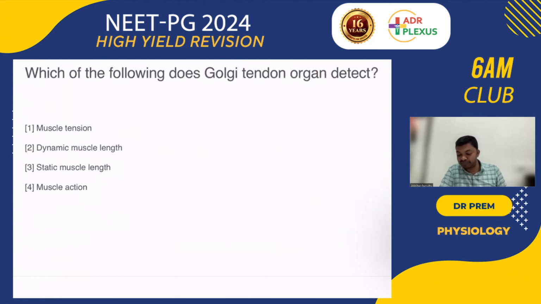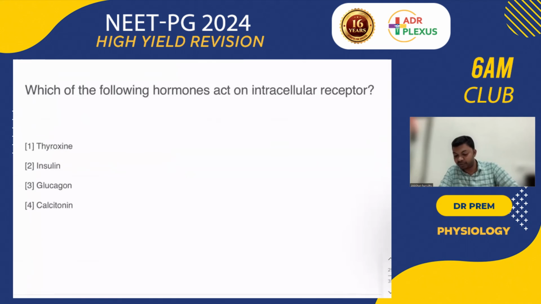Here are all simple, straightforward questions. Which of the following does the Golgi tendon organ detect? Simple question. The Golgi tendon organ detects tension developed in a muscle. All right, muscle tension is detected by the Golgi tendon organ, very good. The length of the muscle is determined by the muscle spindle. The muscle spindle detects the length of muscles. All right, perfect, straightforward question.